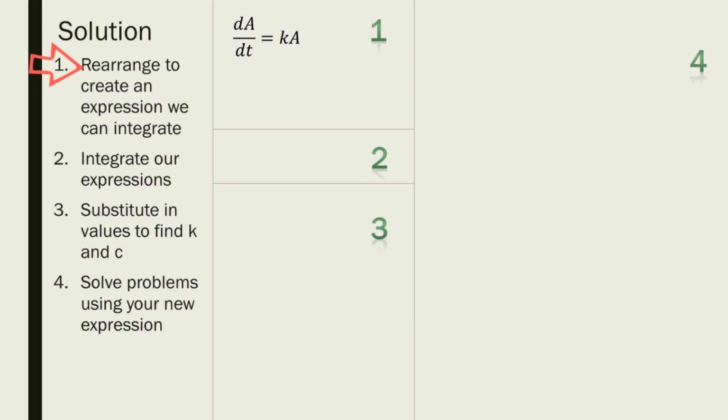And when I cross multiply and do all those things, it's nearly identical to the first example that we looked at, where we divide across by the A and multiply across by the dt. So we get the integral of 1 over A with respect to A equals the integral of k with respect to t. Done. Next part, we're going to integrate our expressions. We get natural log of A equals kt plus c, just like we did beforehand.